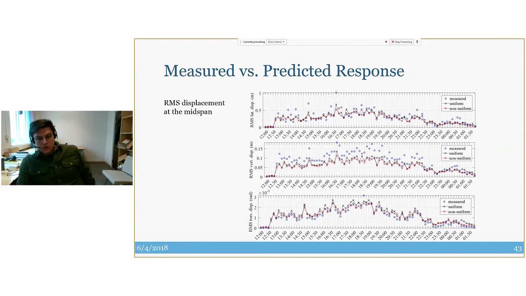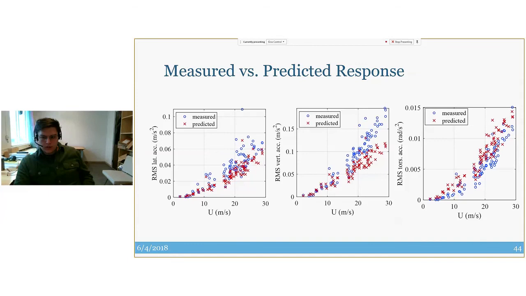The displacement response is also similar, so we don't see much difference. So looking at accelerations is just as good. And if you plot them against the mean wind speed, this is what we see.